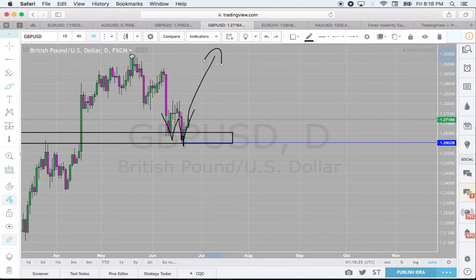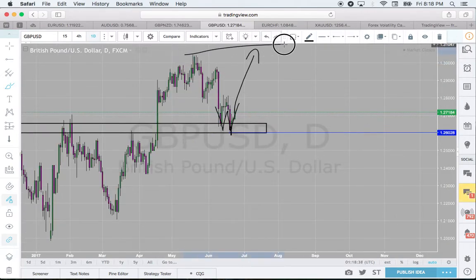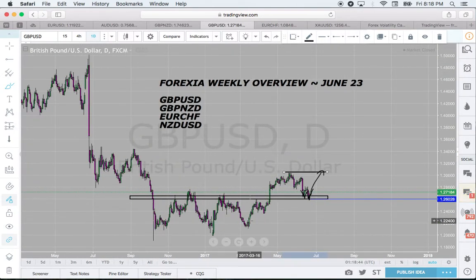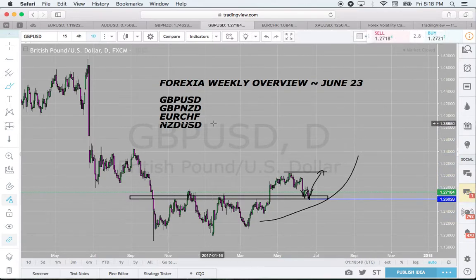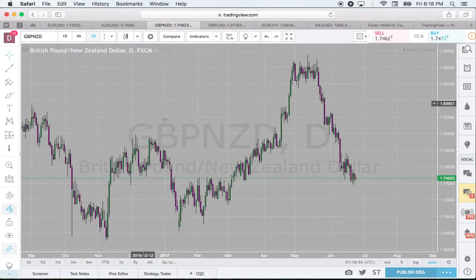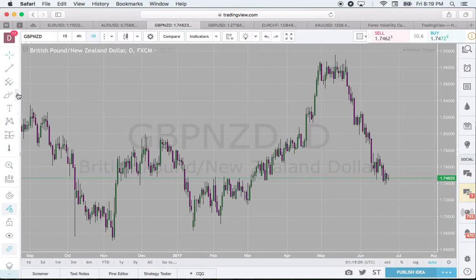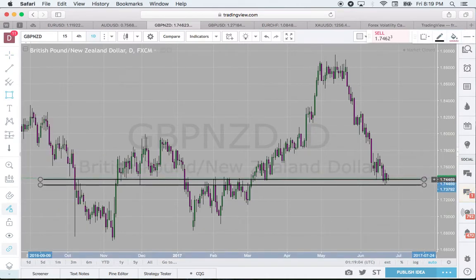We have our take profits in this area above the high here because I'm expecting a continuation of this uptrend. So that was one trade. GBP NZD, the same thing happened. Same structure. Here's the daily. We can see GBP NZD also was in one of these zones of liquidity.